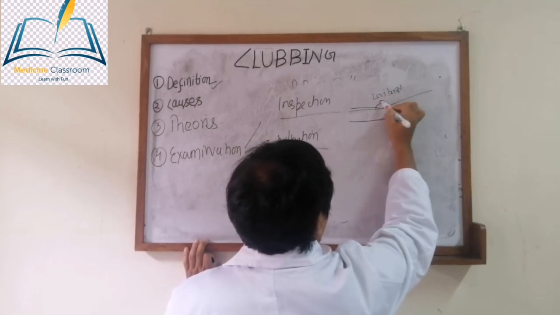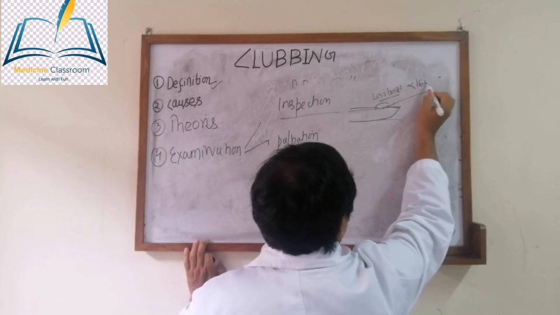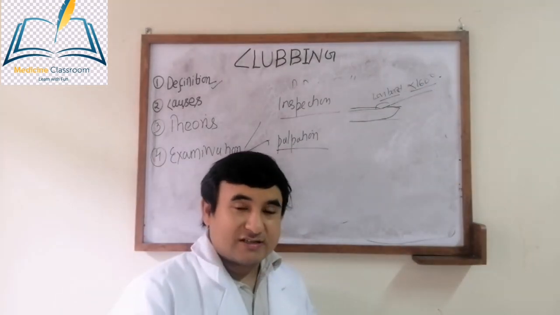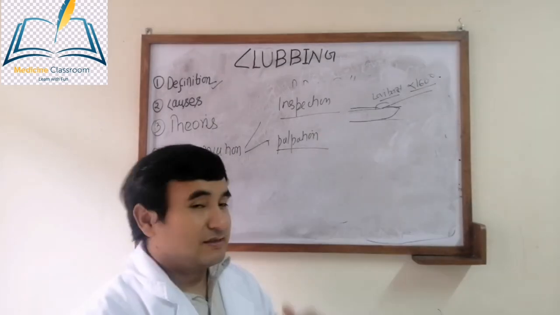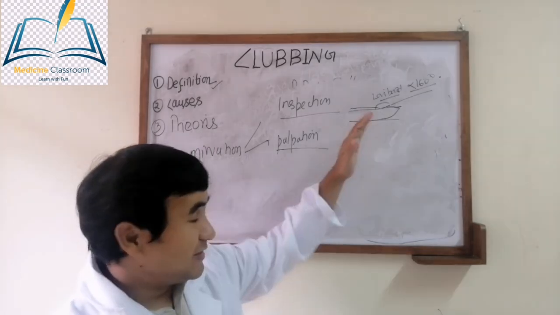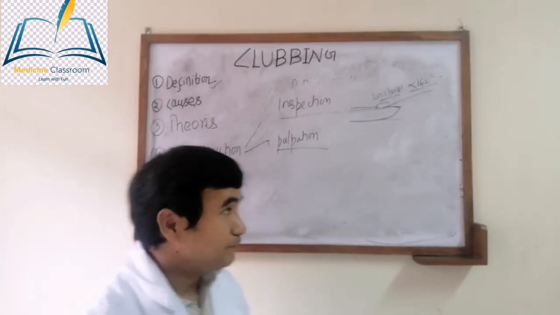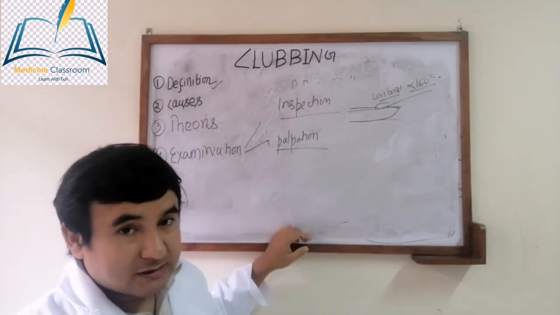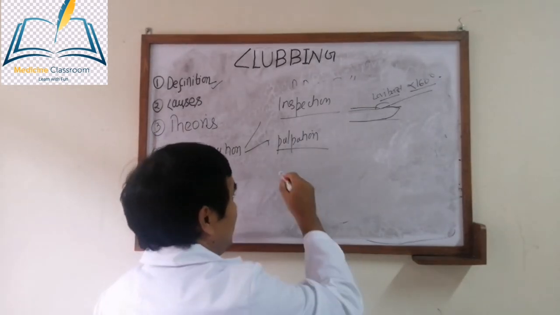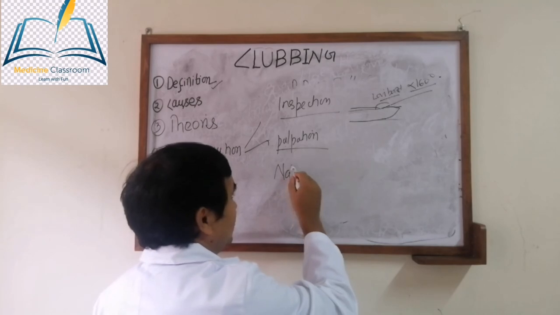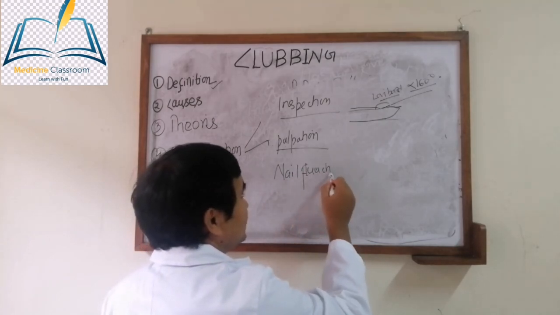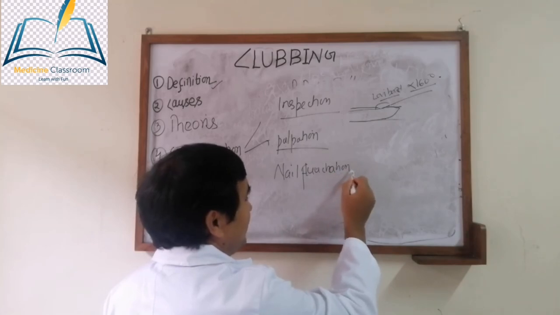Usually the Lovibond angle in normal conditions is less than 160 degrees, and Lovibond is the name of the scientist. It is usually less than 160 in a normal individual. In the palpation part you have to do the nail fluctuation test. Because there is softening of the nail bed, you can do the nail fluctuation test.